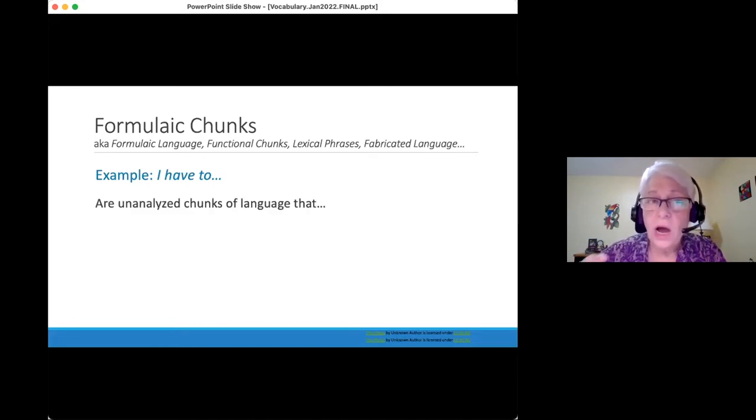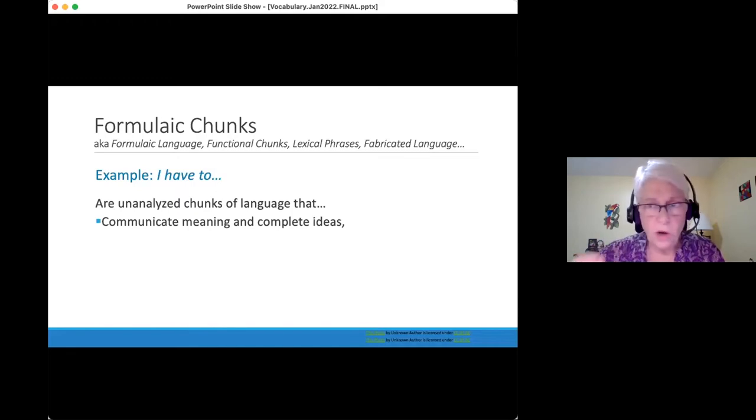Functional chunks are unanalyzed chunks of language. So what do I mean by unanalyzed? Unanalyzed means that the learners don't know necessarily what parts of speech these are, what the grammatical manipulation to a verb might be. So it's just language taken as a whole without really knowing the individual elements of it. And these unanalyzed chunks that constitute formulaic chunks communicate meaning and complete ideas.